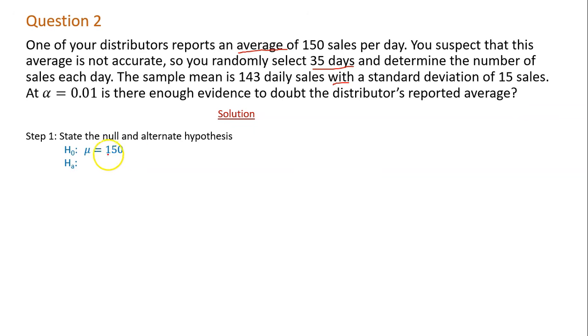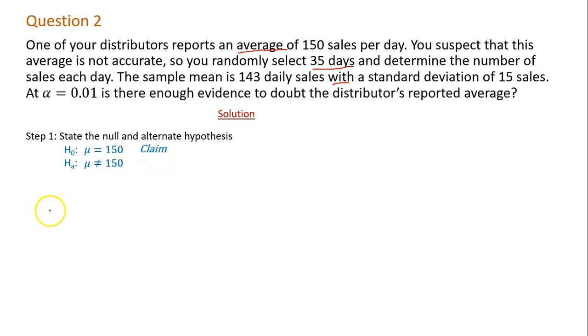Then we just take the opposite of this. What's the opposite of equal to? That is not equal to. So mu is not equal to 150. Now, which of them is a claim? The claim is the what? The H naught, which says mu equals 150.